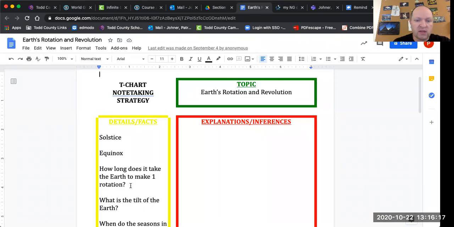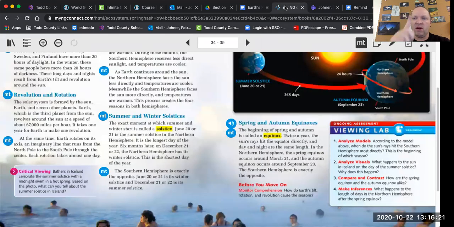How long does it take the Earth to make one rotation? That means this spin around on its axis. The axis is the point where the Earth spins. We can't see it, but it rotates. Think about taking a basketball, putting it on your finger and spinning it. That's an axis. Where you're pointing your finger is where the basketball spins. Well, the Earth spins on its own axis.